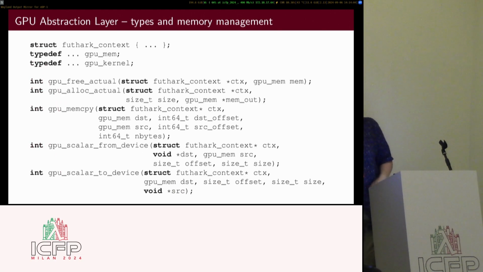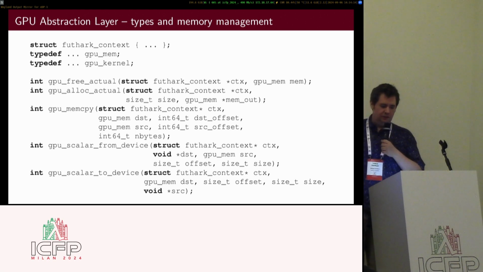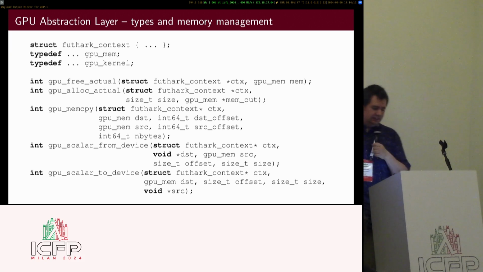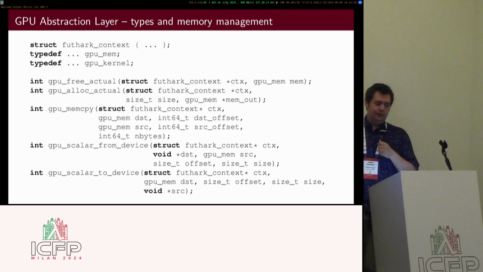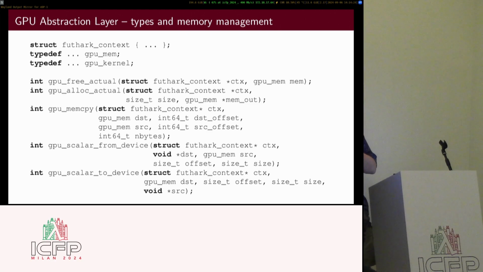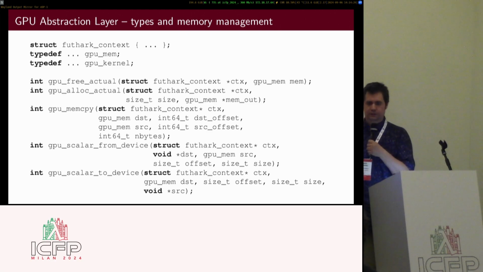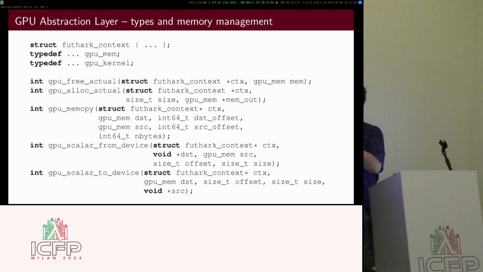So this is a slide full of C code, because everyone enjoys that. This is really just the prototypes for the abstraction layer that we're using. The point here is just to show that it's not very large. So there's some kind of abstract context type that contains a bunch of state. Then there's a type for GPU memory and a type for GPU kernel. And then functions for allocating memory, freeing memory, and copying memory. And we just have to implement this interface for all of the APIs. So in CUDA, in OpenCL, and in HIP.